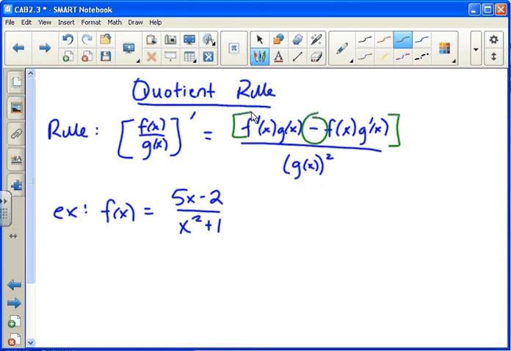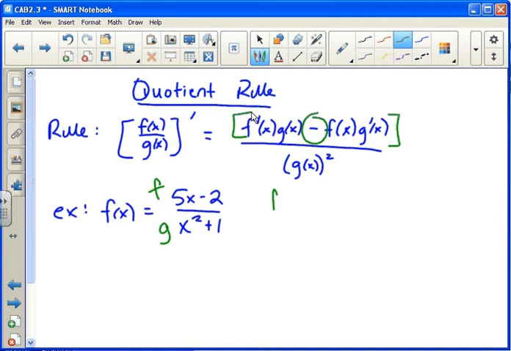So on this very first example, notice we have to call f the top and we have to call g the bottom. In the product rule, it really doesn't make a difference because it doesn't matter what order you multiply in. But with the quotient rule, it does. It's super important that you call the top f and the bottom g.